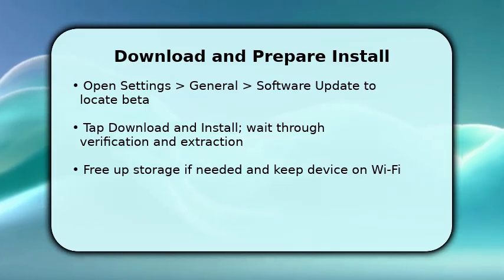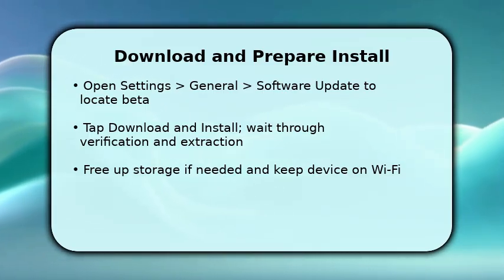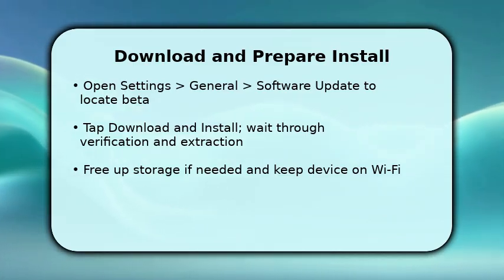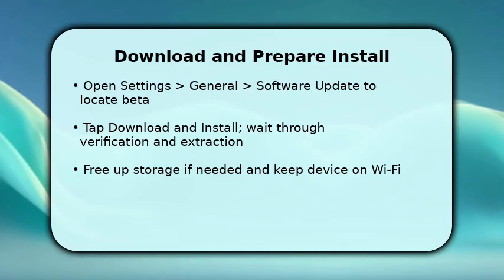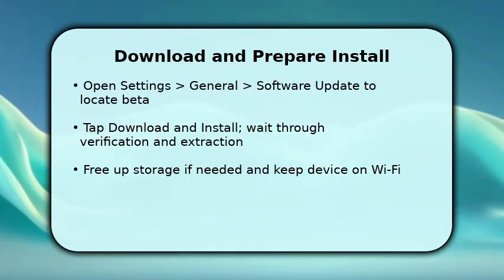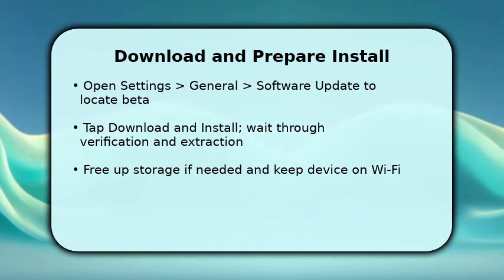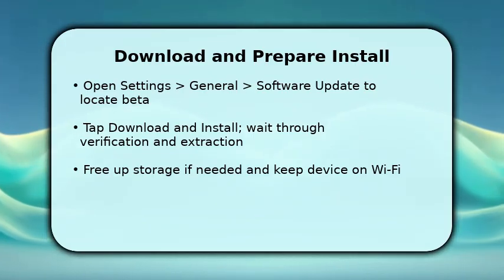Tap Download and Install. The system verifies and extracts files. This can take several minutes depending on size and server load. If storage is tight, remove apps or media. The installer will alert you. Make sure the phone stays on Wi-Fi and connected to power so the preparation completes without interruption. Then tap Install when ready.